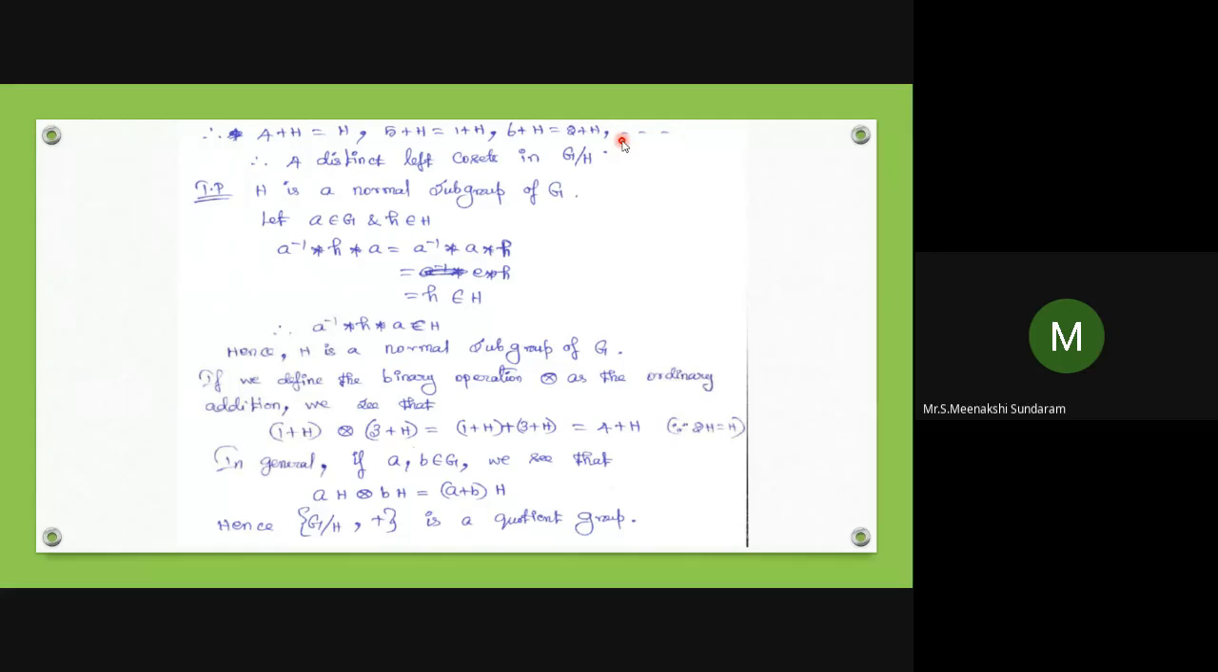So clearly there are 4 distinct left cosets in G over H. There are 4 distinct left cosets, and the remaining are identical. The rest of the cosets are identical to these.